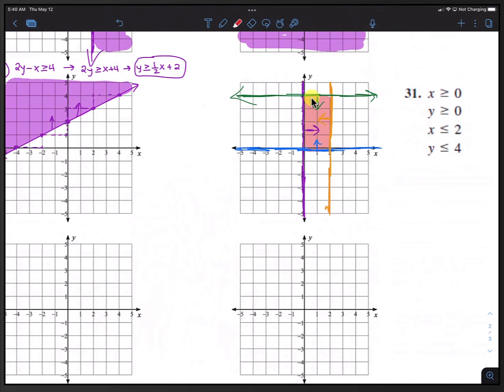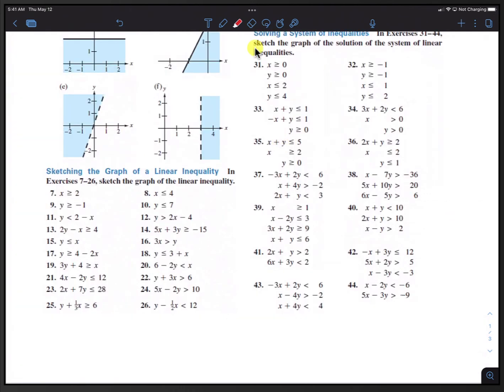All right, so that is it. This is our solution area. After 31, the next one you'd have to do would be 34. So make sure you do that one. I'll let you guys do that. I'll skip it for now.